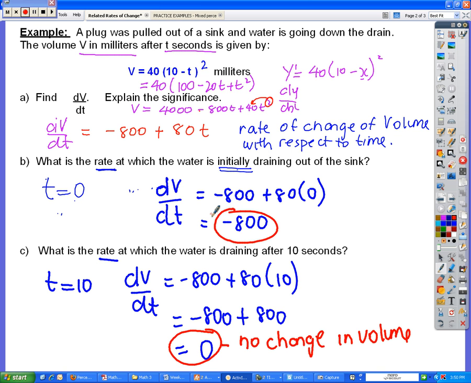What about this value of negative 800? What does that mean? What units would you use here? We're draining out at negative 800. What units? Millilitres per second. Per second. That means every second we're losing 800 millilitres of liquid down the sink. It's draining pretty quickly. Okay, guys.